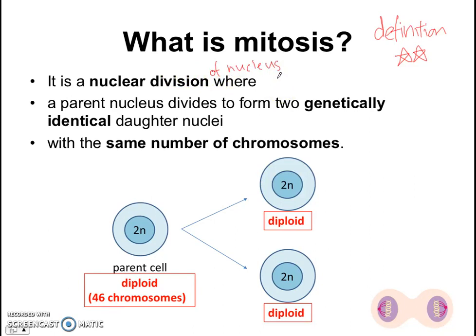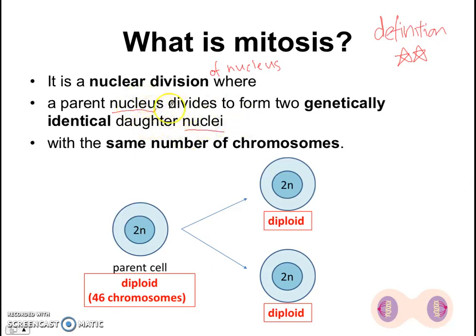Now I know in the last video, I said that mitosis is a cell division. But what is more accurate to say is that mitosis is a nuclear division. So mitosis is just the part where the nucleus divides. We're not talking about the cytoplasm dividing. Mitosis is a nuclear division where a parent nucleus divides to form two genetically identical daughter nuclei.